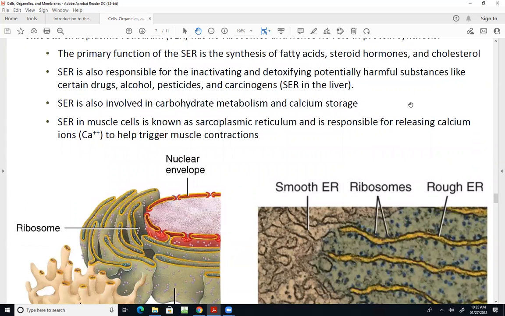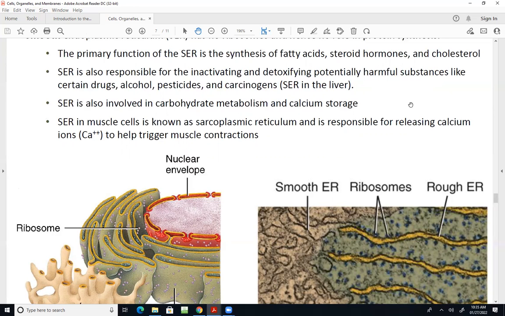Instead, this is where our fats come from. Things like fatty acids, steroid hormones or steroids are a form of fat. Cholesterol is another form of fat, as we've already kind of talked about this morning. The SER is also responsible for inactivating and detoxifying potentially harmful substances, things like drugs, alcohol, pesticides. You guys know what the term carcinogen means?